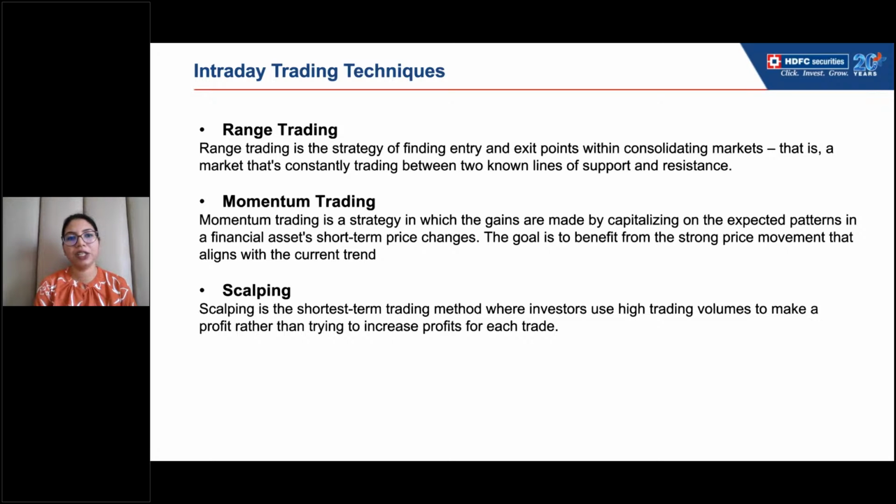Range trading is the strategy of finding entry and exit points within a consolidating market, that is, a market that is constantly trading between two known lines of support and resistance. When we talk about range trading, finding support and resistance is very, very important. And the next is momentum trading.